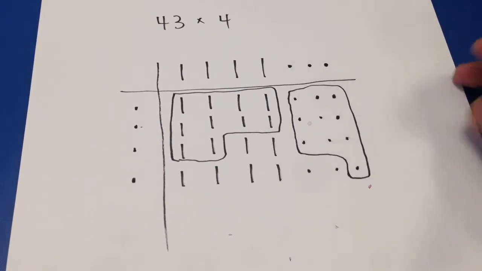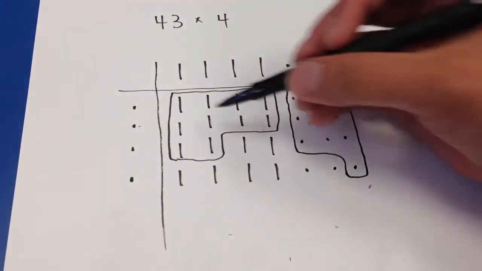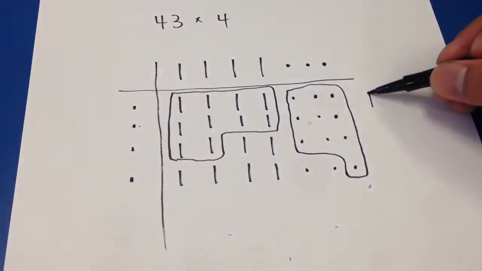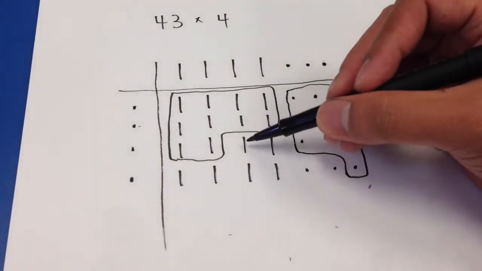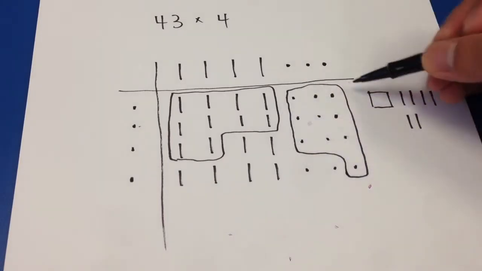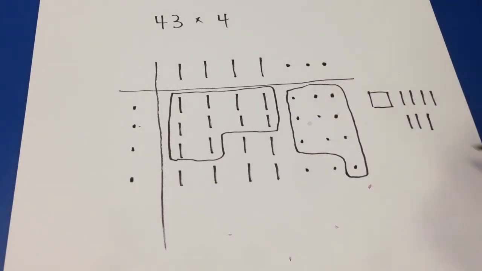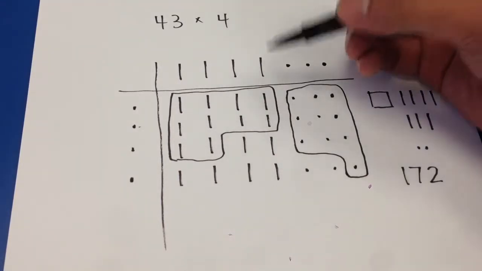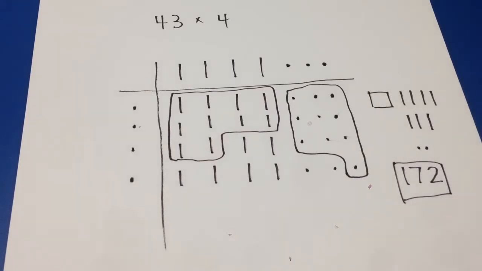Okay, so off to the side here, I'm going to regroup whatever I have. So here I have 100, so that's a flat. And then left over I have 1, 2, 3, 4, 5, 6 tens. Now here I have 10 singles, so that equals 1 long, 1 ten, and then 2 singles left over. So here's my answer. How do I represent that in standard form though? So I have 100, 1, 2, 3, 4, 5, 6, 7 tens, and then 2 ones. So back to my original problem, 43 times 4 is 172.